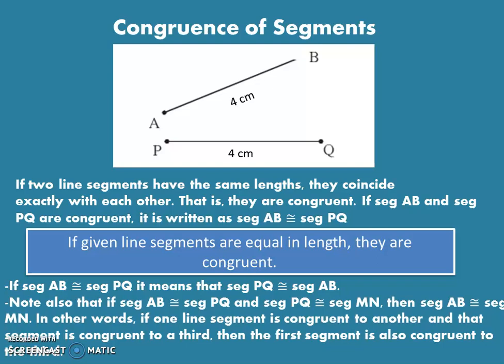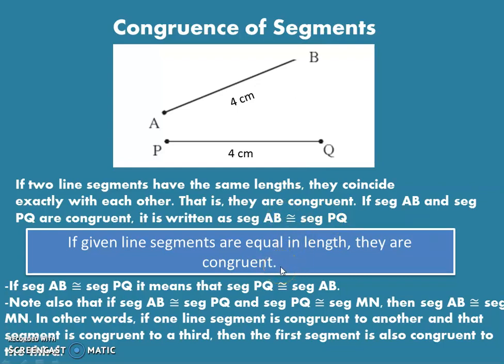If two line segments have the same lengths, they coincide exactly with each other. That is, they are congruent. If segment AB and segment PQ are congruent, it is written as seg AB congruent to seg PQ. If given line segments are equal in length, they are congruent.